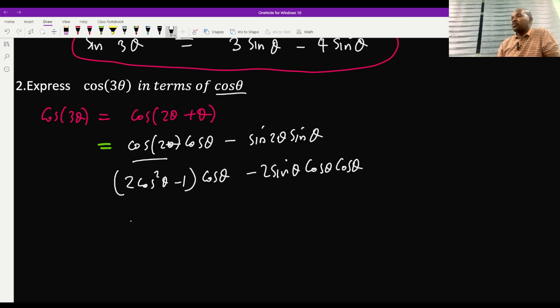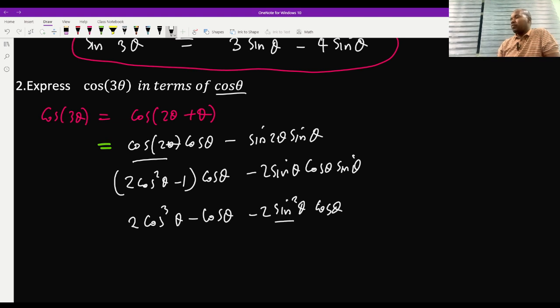You open the bracket, you'll be having 2 cos cubic theta minus cos theta minus 2 sine, there is a problem here, sorry. So it was 2 sine theta cos theta times sine theta. So we'll be having 2 sine squared theta, then multiplied by cosine theta.